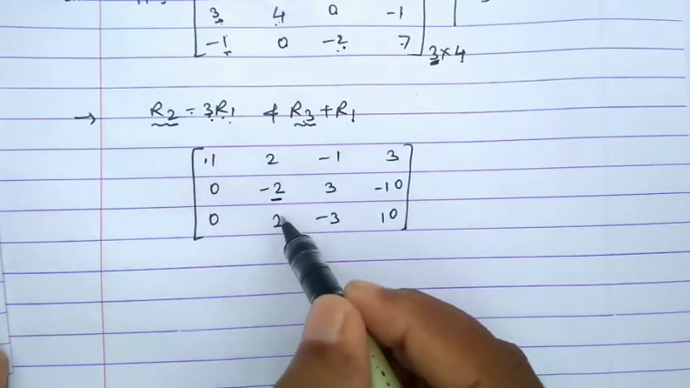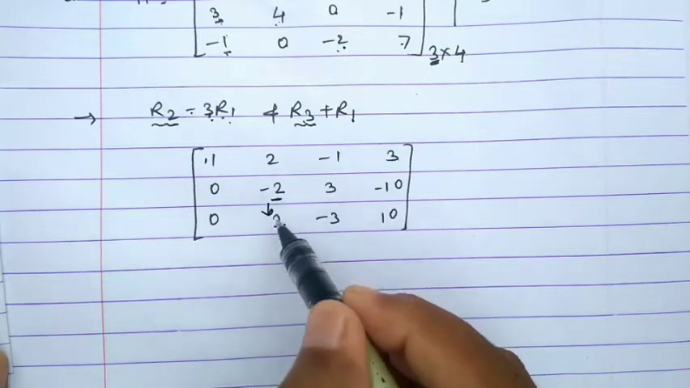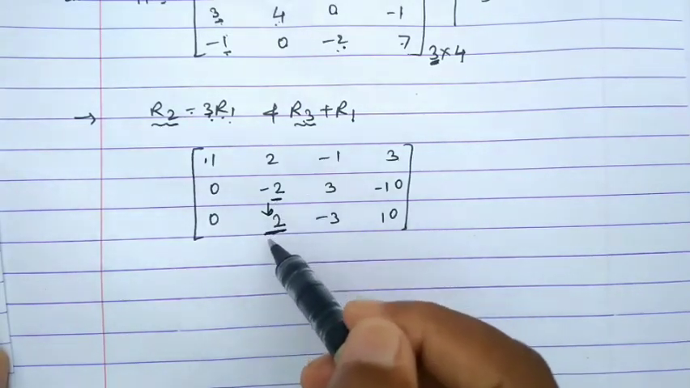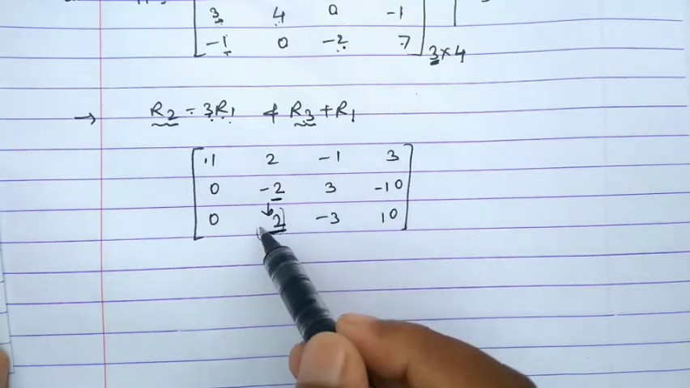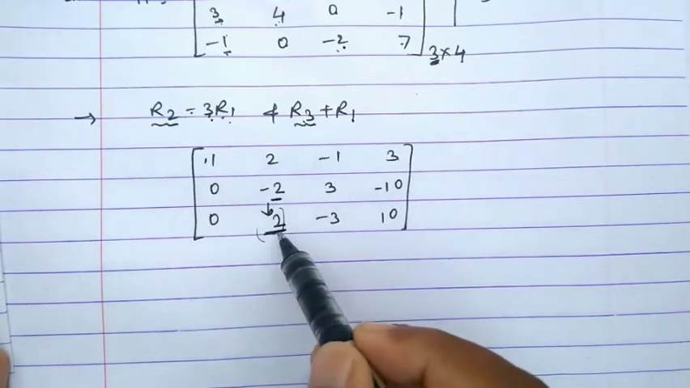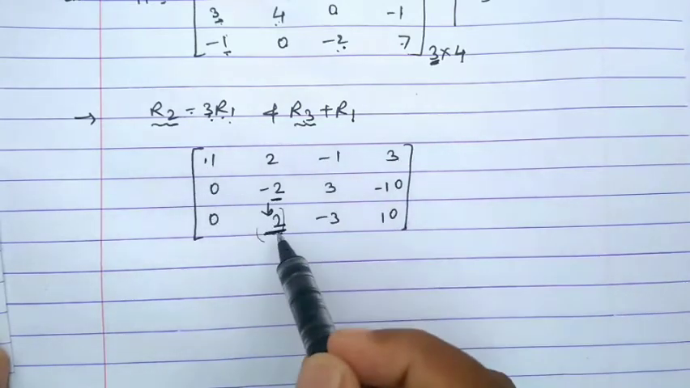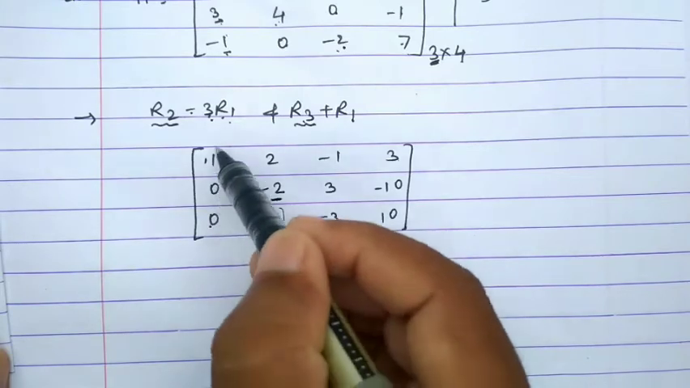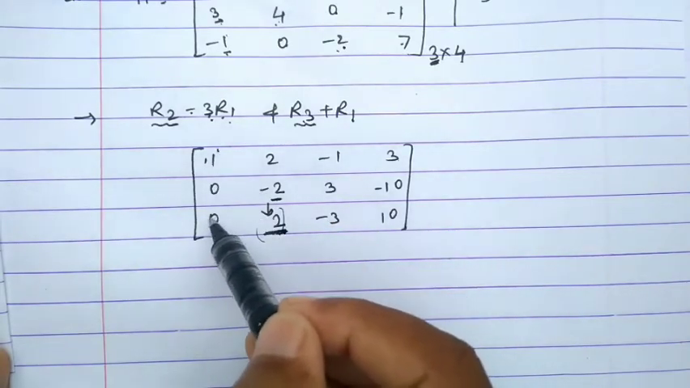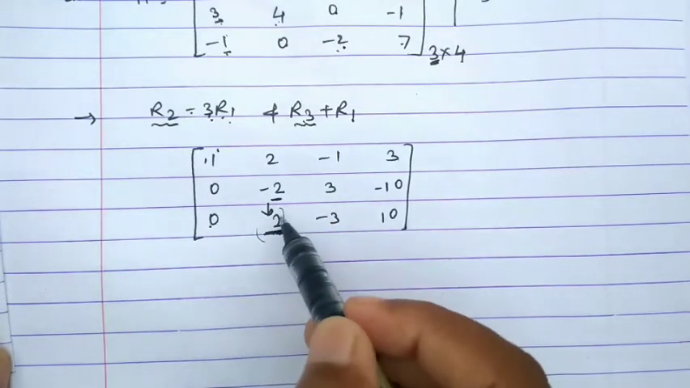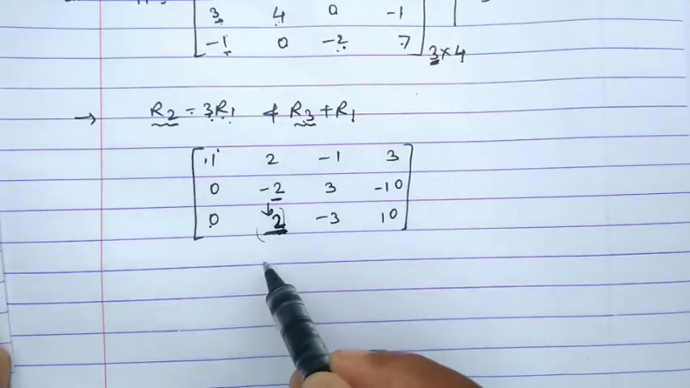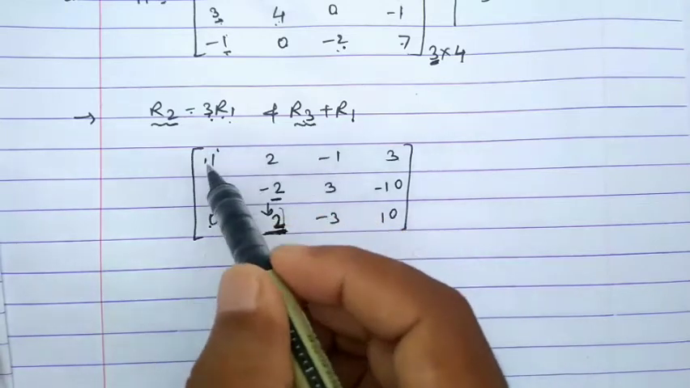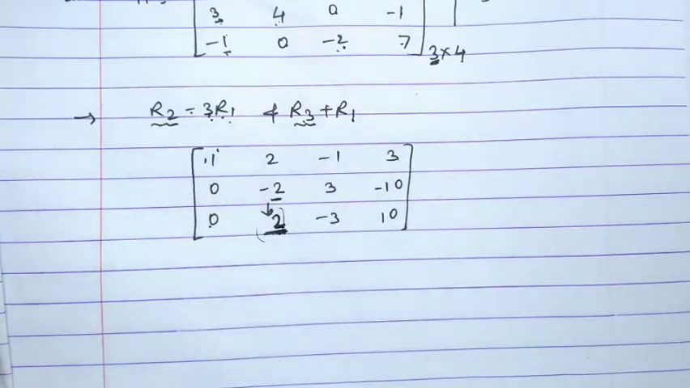Now, in the third row, below this minus 2, you have to make this element 0. Now, we are in the second column. So, in the second column, use only the second row to make here 0. Don't use the first row to make here 0. If you use the first row, this 0 element again becomes non-zero. So to make the second column element 0, use only the second row.